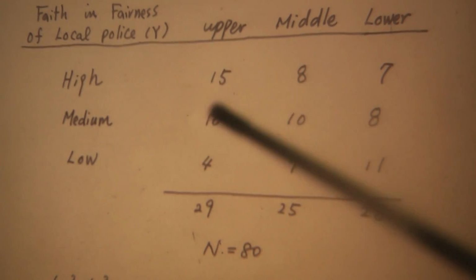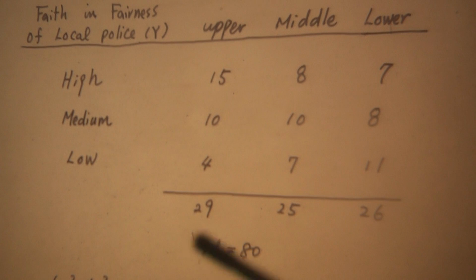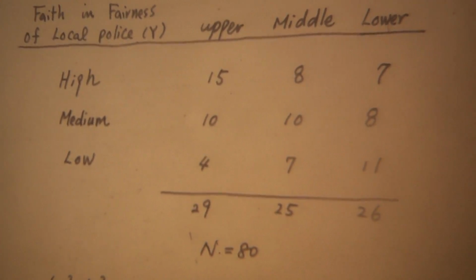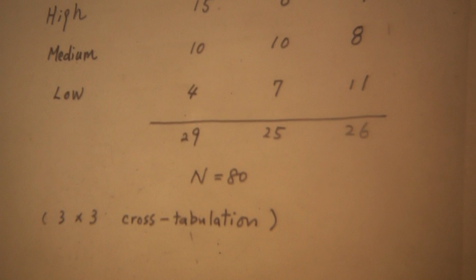This one's 15. Now, the total sample size n equal to what? 80, okay? N equal to 80. This is a given data set. And this is what we call a 3x3 cross tabulation, okay?